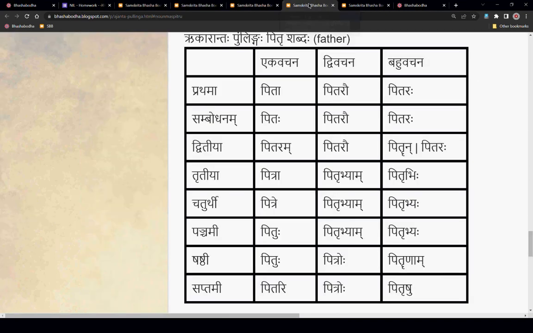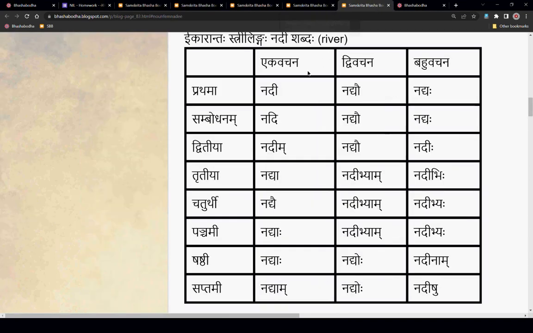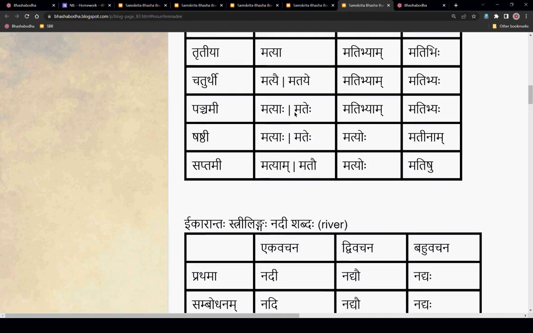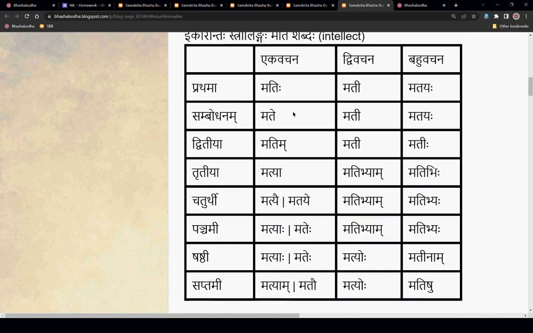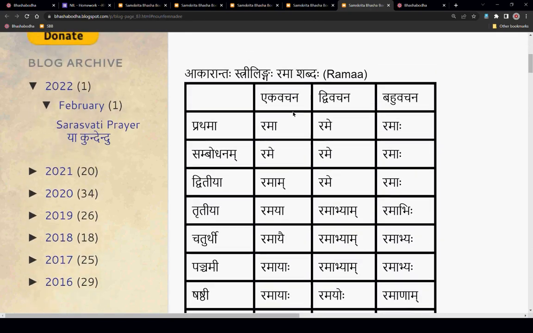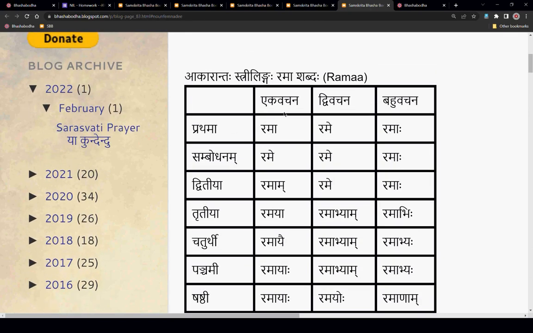Now, when you are referring to Strilinga here, Nadi, some Strilinga words also might differ, but in this case, the base word and prathama vibhakti ekavachana have the same form. Dirgha ikaranta Strilinga, Nadi Shabdaha. Prathama vibhakti ekavachana form is also Nadi eva. Eva means only, Nadi only. And similarly, if you go to Rama or Lata, which is Akaranta Strilinga Shabdaha, Rama. Prathama vibhakti, same, Rama. So the base word and prathama vibhakti ekavachana look the same.